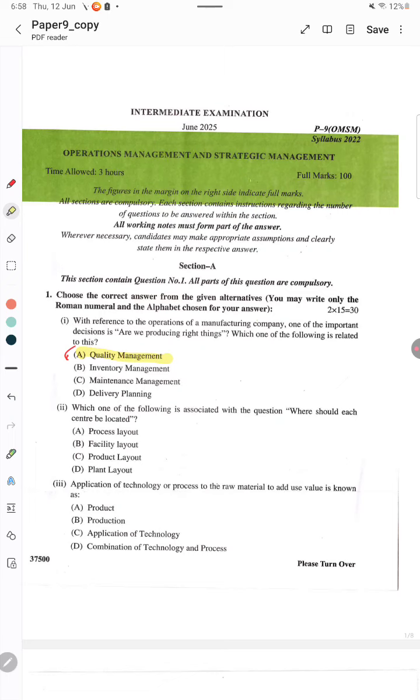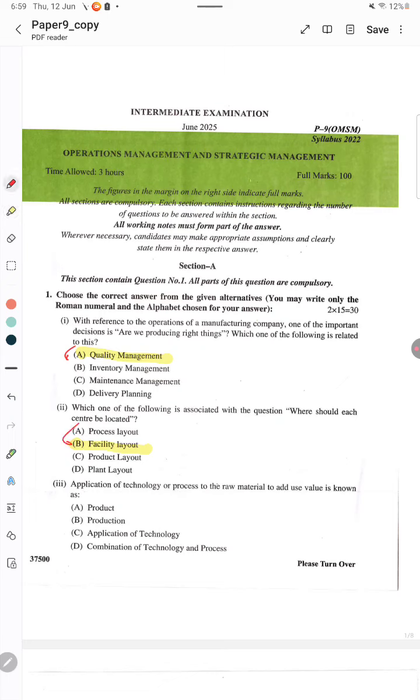And then question number 2, which one of the following is associated with the question, where should each center be located? There are 4 answers: process layout, facility layout, product layout, and plant layout. Facility layout will be the correct answer because it is the physical arrangement of resources, that means machines, departments, work centers, etc. The aim is to optimize the workflow and minimize cost. So facility layout is the correct answer. Please make note of it.